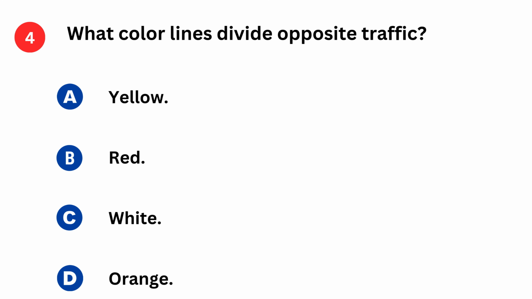What colored lines divide opposite traffic? A. Yellow. B. Red. C. White. D. Orange.